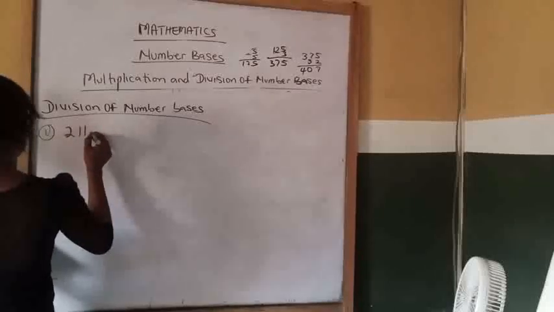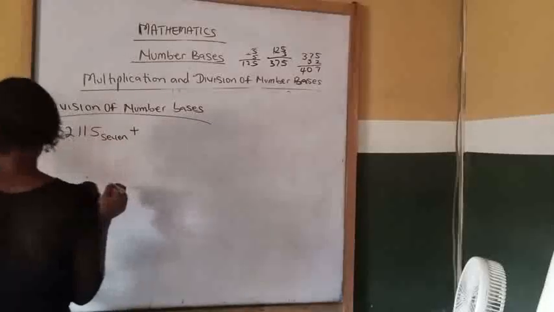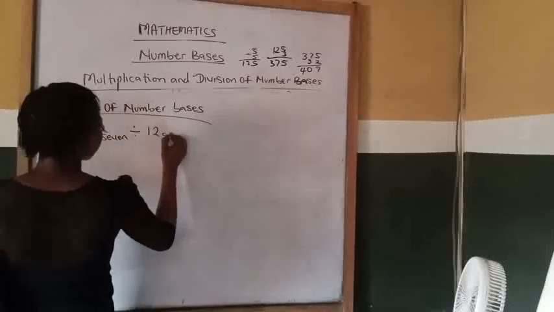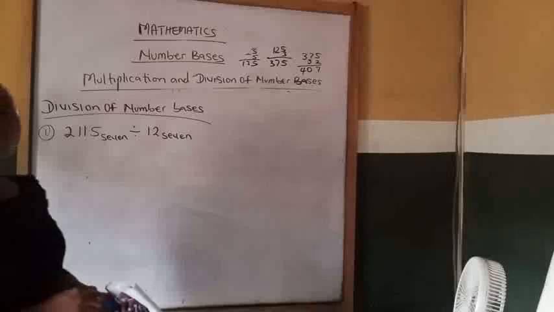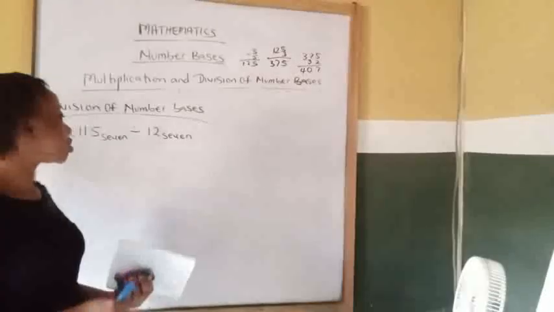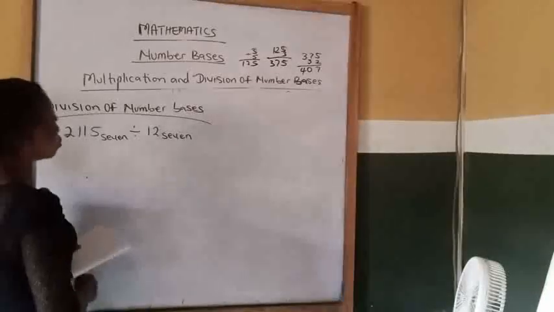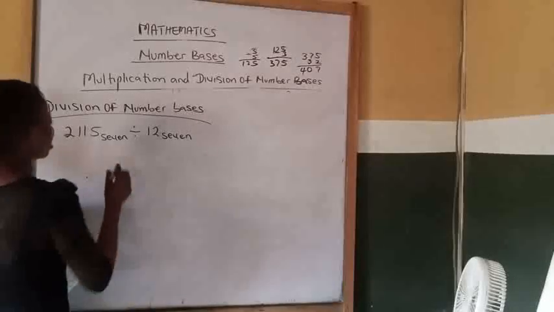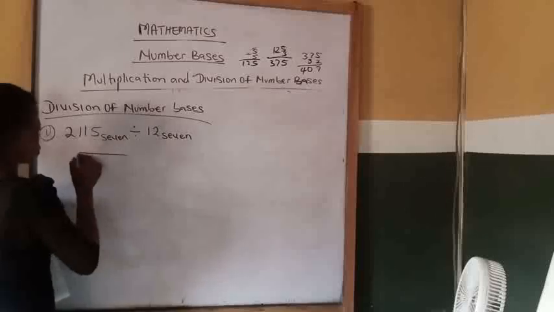2115 base 7 divided by 12 base 7. Like I said, you can use the direct division method, but you must make use of your base. Don't forget to make use of your base when you are using the direct division method. So let's use the direct division method first before we use conversion of the numbers to base 10.